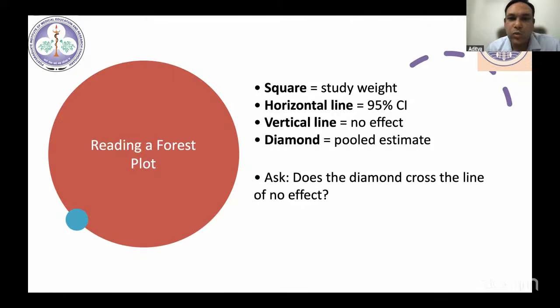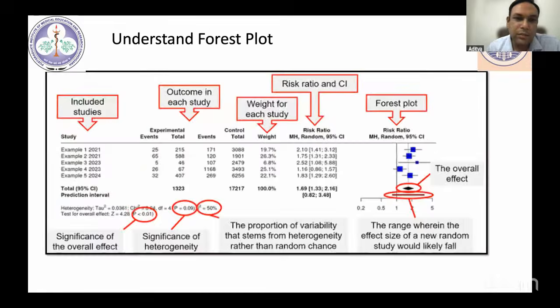The forest plot has a square, a horizontal line, a vertical line, a diamond. How to read it: something like this you will get once you are done with your RevMan or you are reading a systematic review. On the left hand side of the screen, you see the included studies. You have the outcome of each study in the middle, where you have the experimental arm, the control arm, and the weight of each study, how much it is contributing based upon the events and the total number of patients.